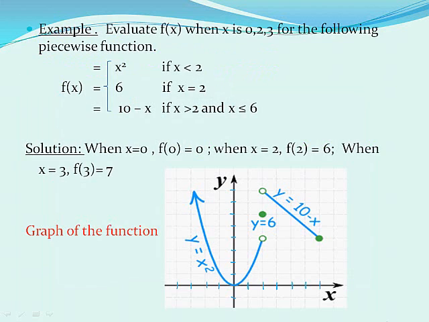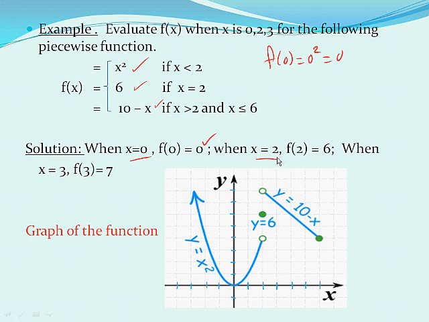Example. Evaluate f of x when x is 0, 2 or 3 for the following piecewise function. F of x equal to x square if x is less than 2, f of x equal to 6 if x equal to 2, and f of x equal to 10 minus x if x is greater than 2 and x is less than or equal to 6. X equal to 0 is less than 2. Therefore, we need to use the first formula for computing f of 0. So, f of 0 equals 0 square equal to 0. That's how we get f of 0 equal to 0.